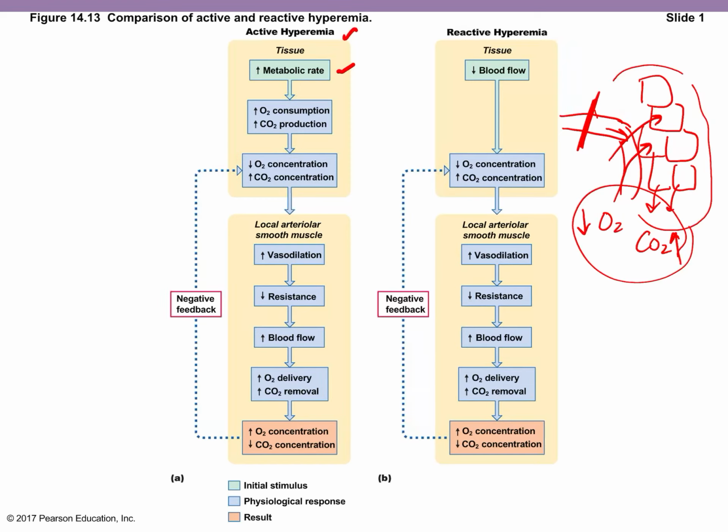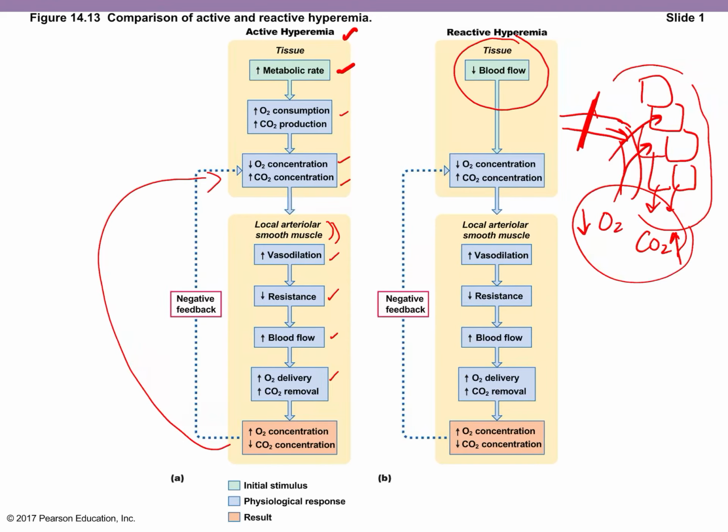Okay, so let's just go through the flow chart real quick. So active hyperemia: you're exercising, let's say, you're increasing the metabolic rate, you're increasing oxygen consumption and CO2 production, and you're going to decrease the oxygen concentration, and you're going to increase the carbon dioxide concentration. So that's going to prompt the smooth muscle locally to dilate and to decrease the resistance, and that increases the blood flow, and that's going to deliver oxygen, and it's going to help remove the CO2 to bring everything back to normal concentrations.